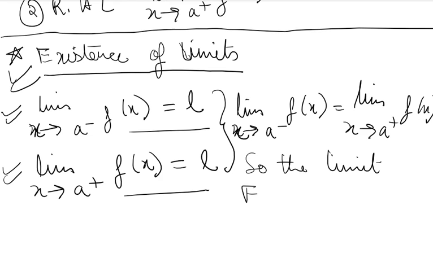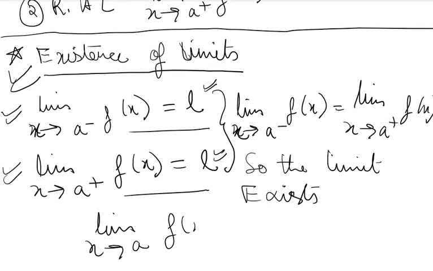The limit exists. Now the left hand limit also exists because it's equal to L, and the right hand limit also exists because it's equal to L. Individually also they will exist. That means you can write that the limit as x tends to a of f of x exists. Understood? Very simple logic. What is the logic saying? Let me explain this to you.